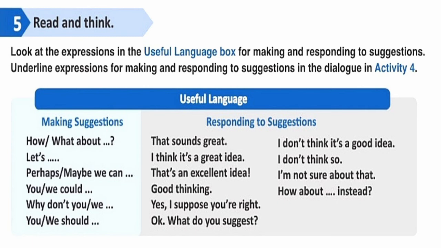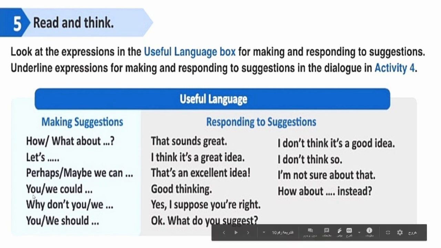Look at the expressions in the useful language box. Here we have the useful language box, how to make suggestions. For example, how about or what about, let's, for example, let's go to the cinema. Perhaps, maybe we can, you could or we could, why don't you or why don't we, you should or we should. These are how to make suggestions.